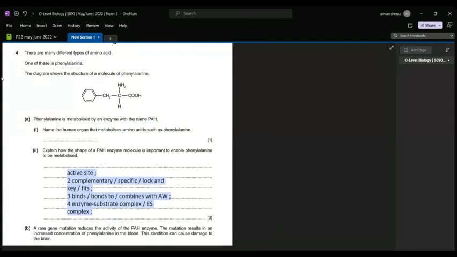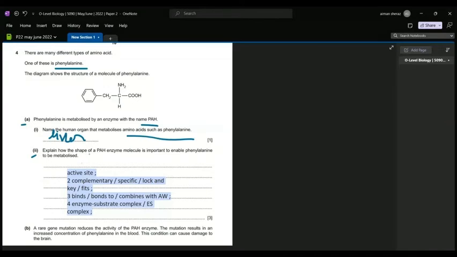So you had to mention all the results at different temperatures to get the 3 marks. Question number 4. There are many different types of amino acids. One of these is phenylalanine. The diagram shows the structure of a molecule of phenylalanine. Part A. Phenylalanine is metabolized by an enzyme with the name PAH. Part 1. Name the human organ that metabolizes amino acids such as phenylalanine. So it is liver. Liver is that organ which metabolizes all the amino acids.